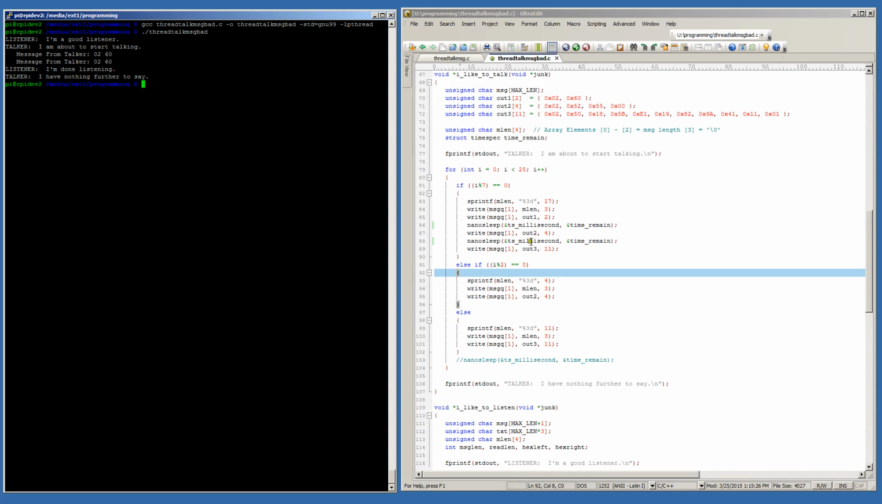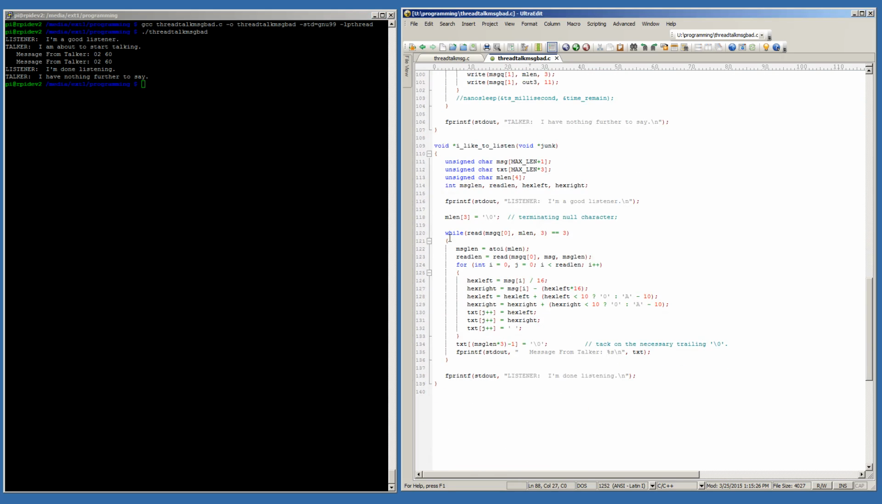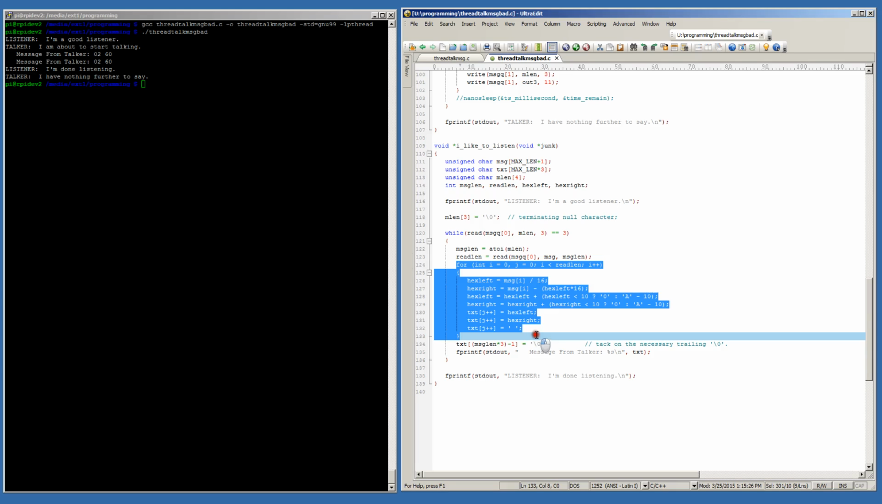What happened then down in this code was that the listening thread got a chance to read the three characters making up the message length, which was the space 17. It asked the system to read those 17 characters, but there were only two remaining in the pipe, so the read length was 2. So this for loop only had 2 characters to convert into hexadecimal notation, and that's why the output only shows the 0260 and not the rest of the message.